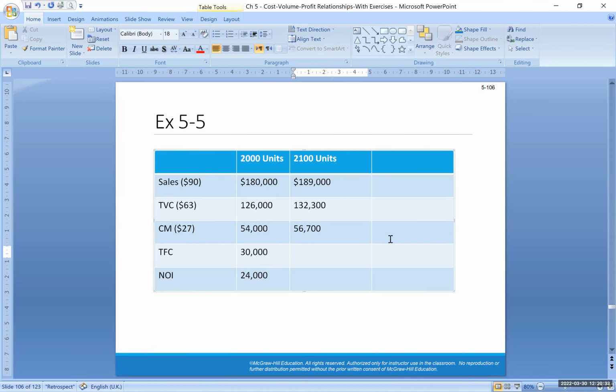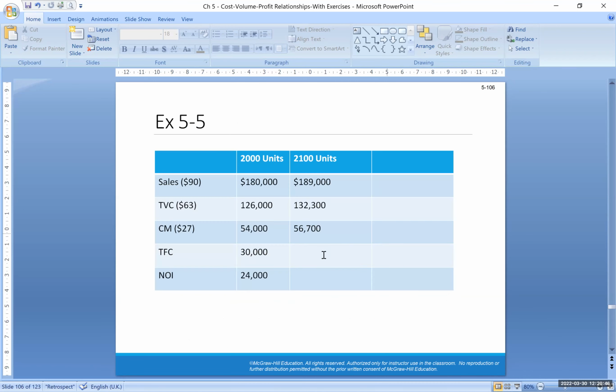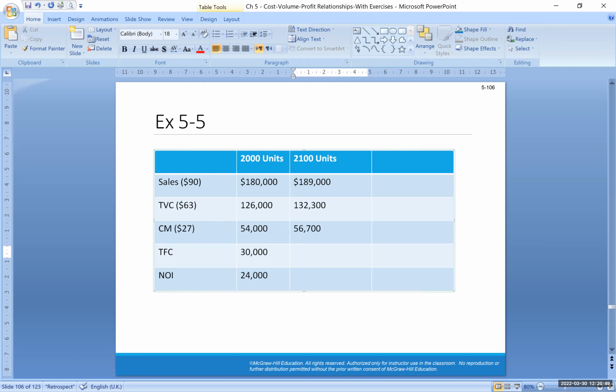And also we have a change in the fixed cost here. Look, go back to the question. How much will the operating income increase or decrease per month if the monthly advertising budget increases by 5,000? So the new level for the total fixed cost will be $35,000. And then the net operating income will be 21,700.